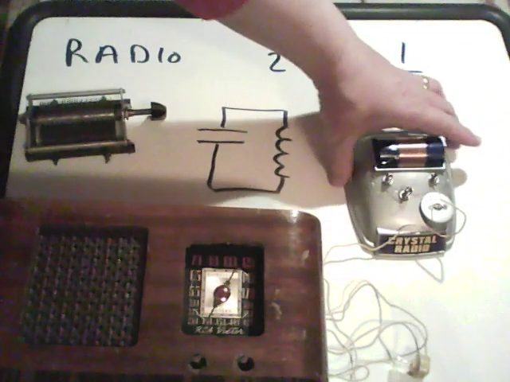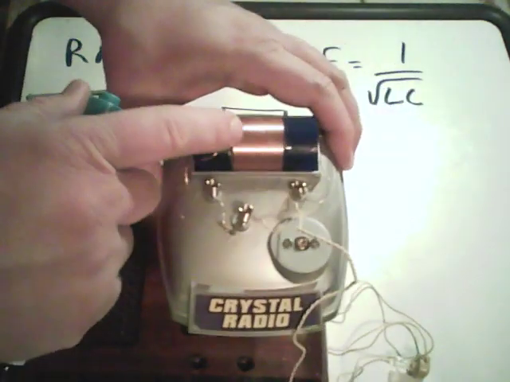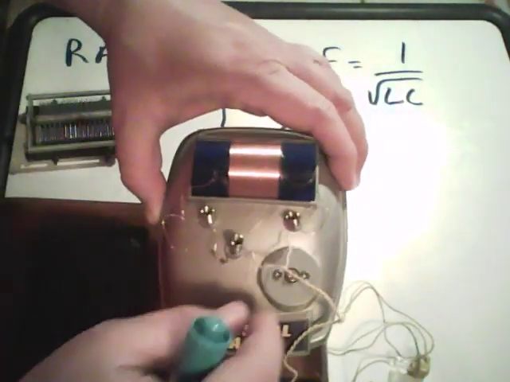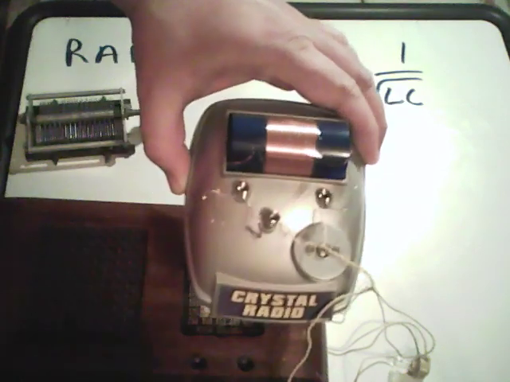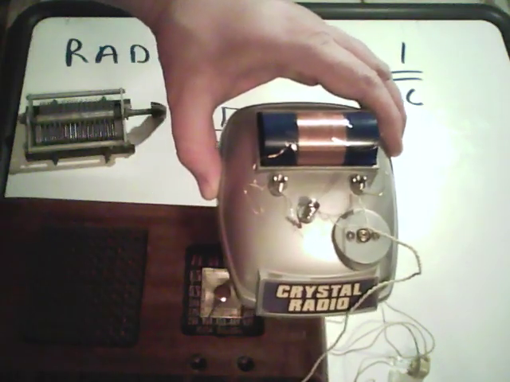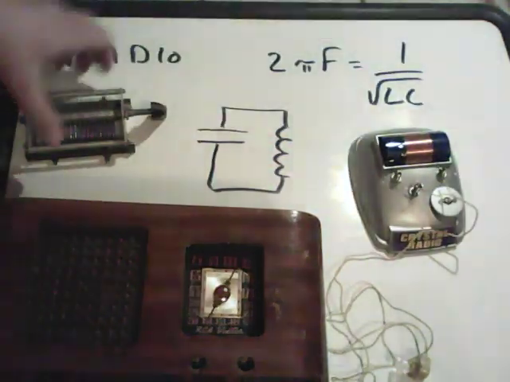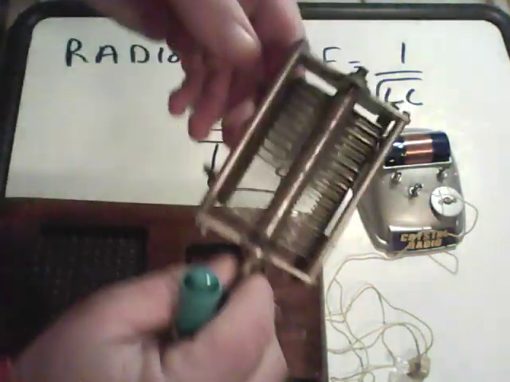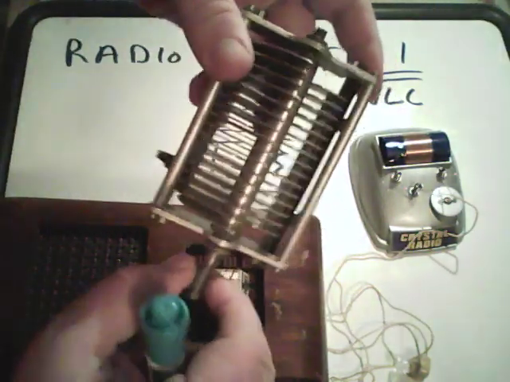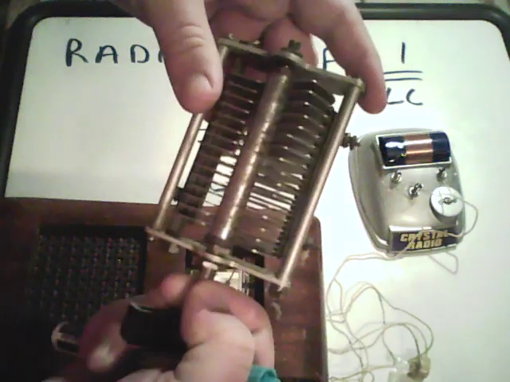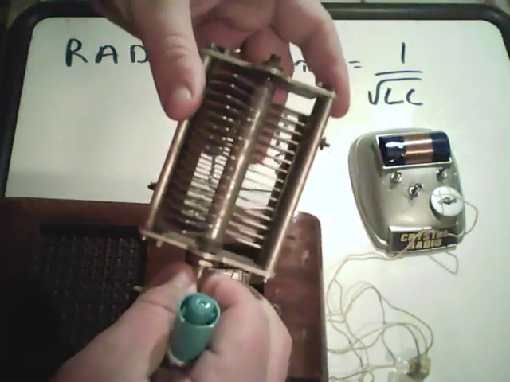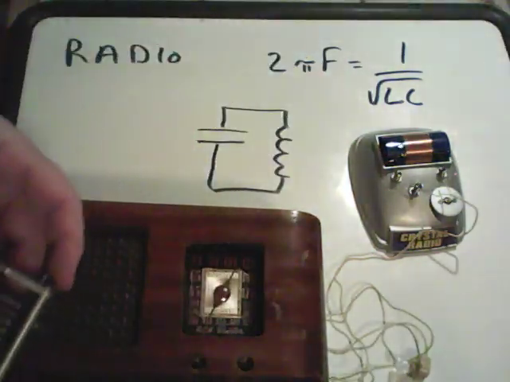So if you've ever seen a crystal radio set, the inductor is just this coil of wire. The tuner in here is an adjustable capacitor, which is sort of a blown up version. As you turn the dial, you're actually really turning plates. As you turn the plates, you change the capacitance.